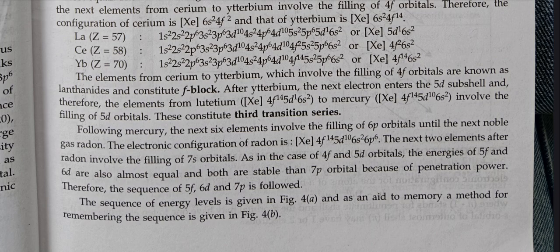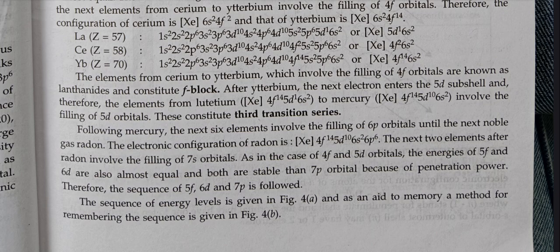After ytterbium, the next electron enters the 5d subshell, and therefore the elements from lutetium to mercury involve the filling of 5d orbitals. These constitute the third transition series. Following mercury, the next six elements involve the filling of 6p orbitals until the next noble gas, radon. The electronic configuration of radon is xenon 4f14, 5d10, 6s2, 6p6. The next two elements after radon involve the filling of 7s orbitals.